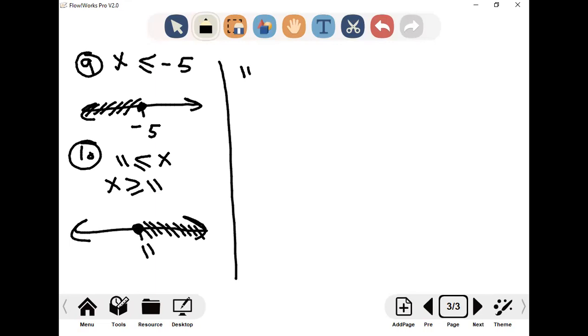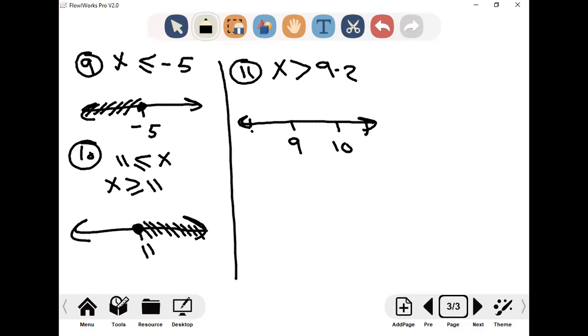Question 11, x more than 9.2. 9.2 is between 9 and 10. In the middle, it is 9.5. Right? 9.2 is close to where? To 9. Somewhere here. But what circle? Open circle. No equal sign, right? x more than 9.2, so I'm going to the right. Let me finish first.